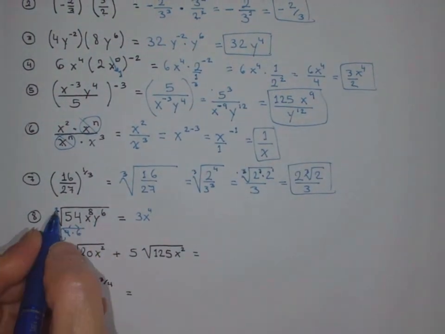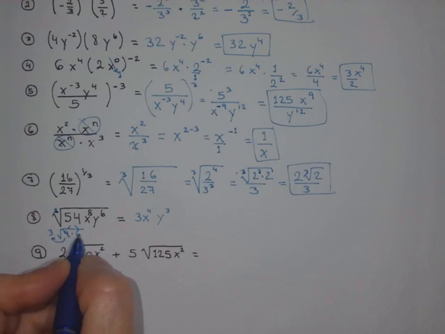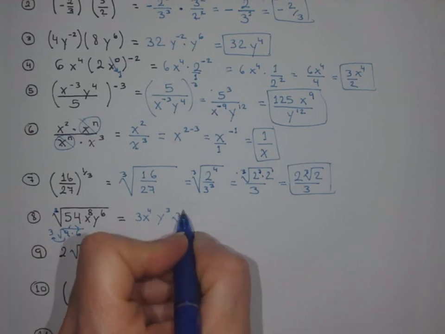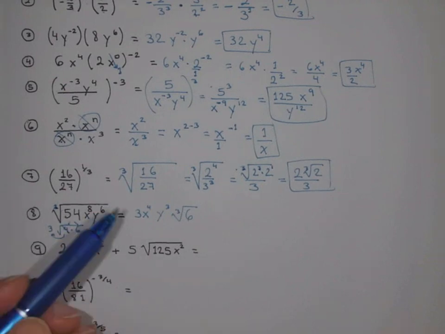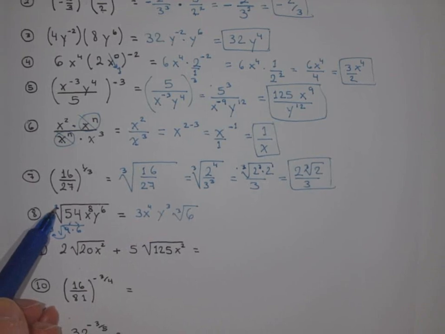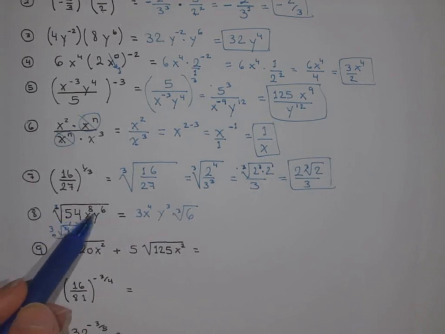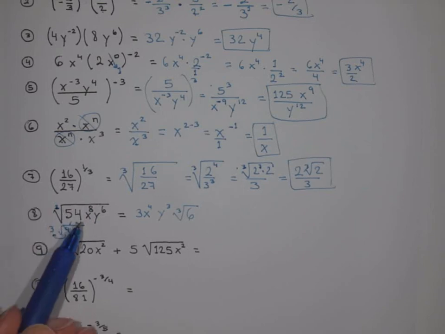So 6 over 2 is 3, so that's a y cubed, and we still had that 6 here in our cube root that was left over. So we don't have a variable left in the cube root, but because we started with an even root, we cannot have anything inside an even root that's a negative number. Well, we know 54 is not negative because we see that, right?